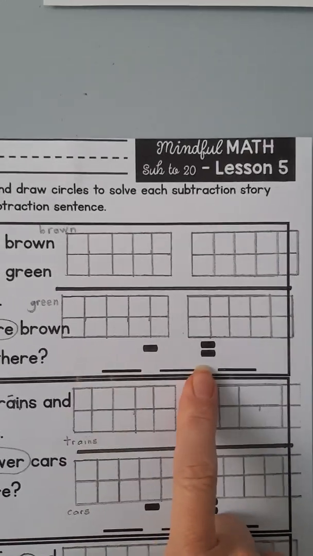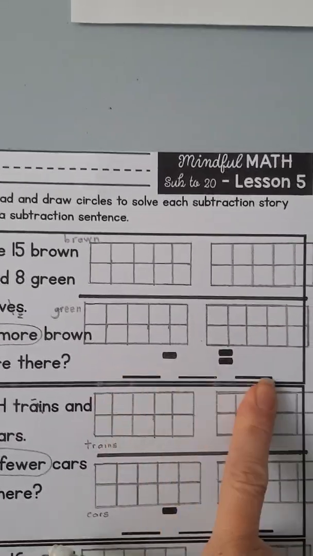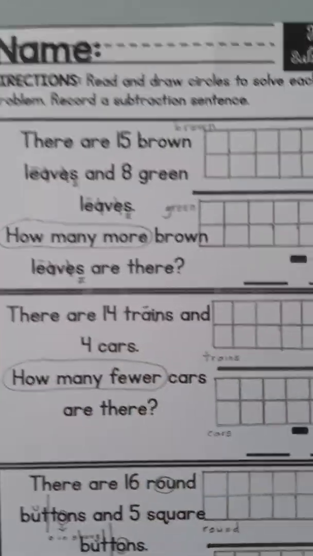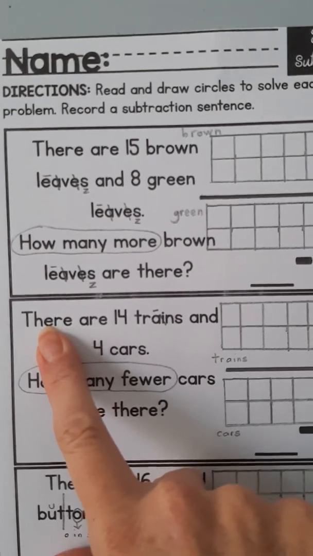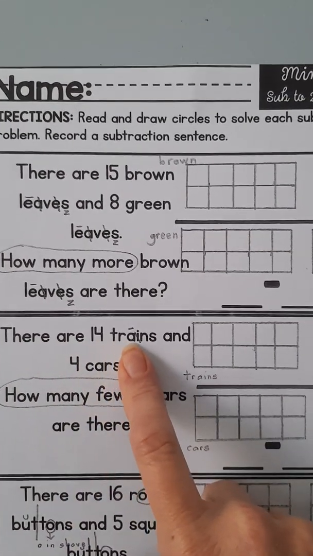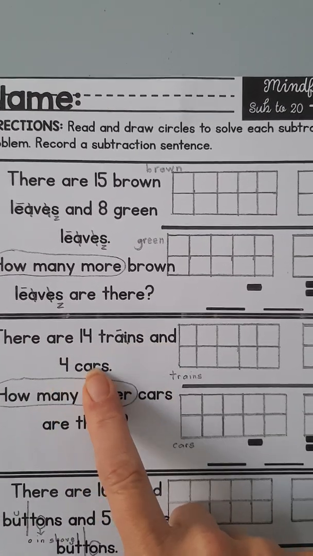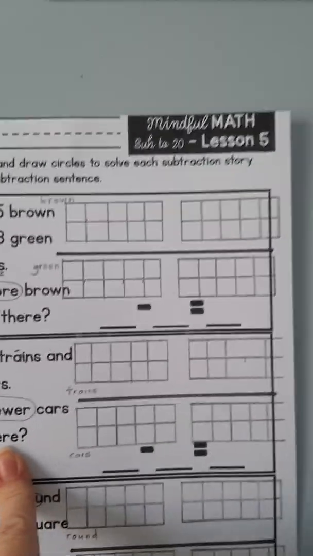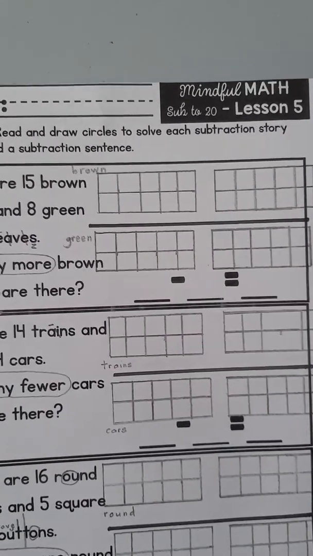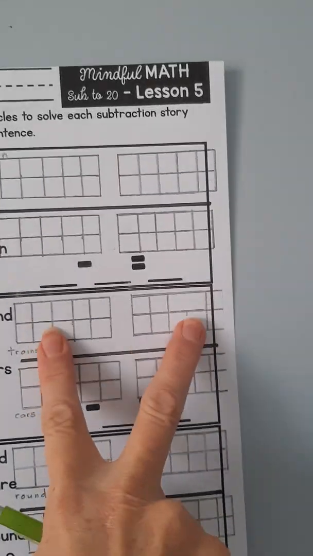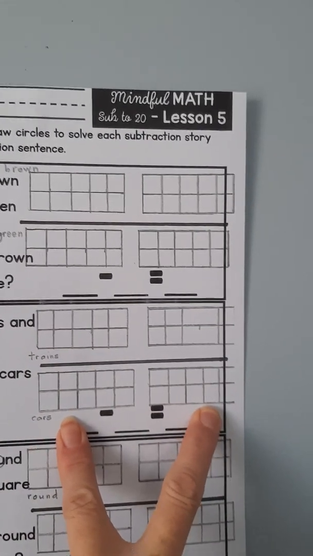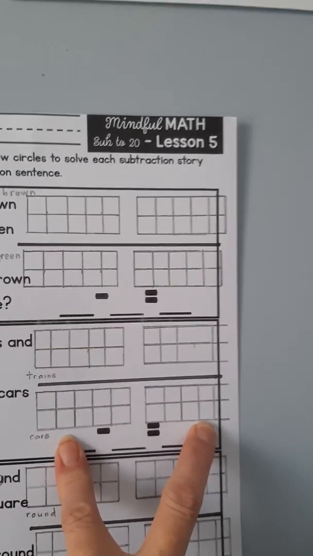Now, you still set up the question the same. It's just that there aren't boxes. There are only lines. Okay, the next story says, there are 14 trains and 4 cars. How many fewer cars are there? Do it the exact same way, even though it says how many fewer, it means the same thing. In the top half of the box, you do 14 trains. In the bottom half of the box, you do 4 cars, and then do your takeaway, you're crossing off.